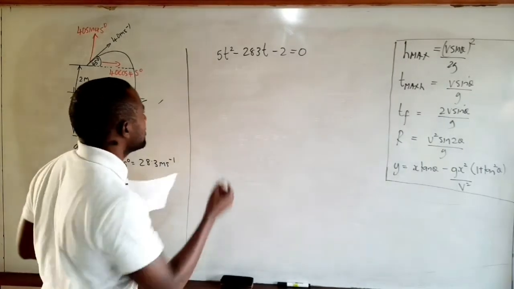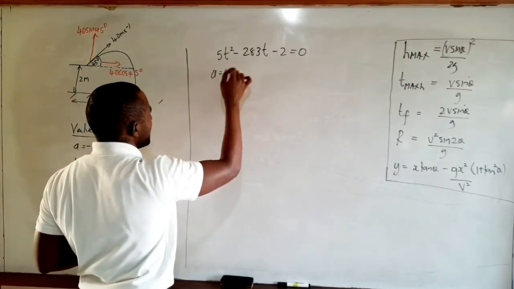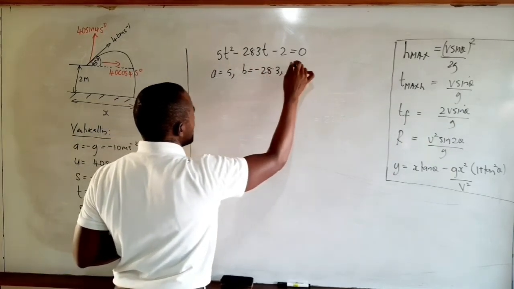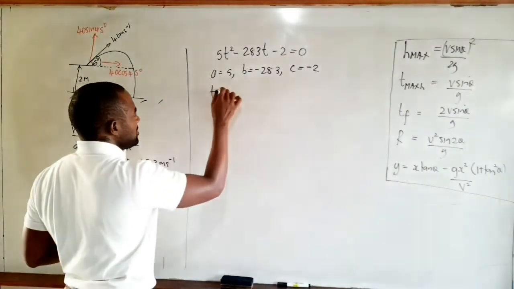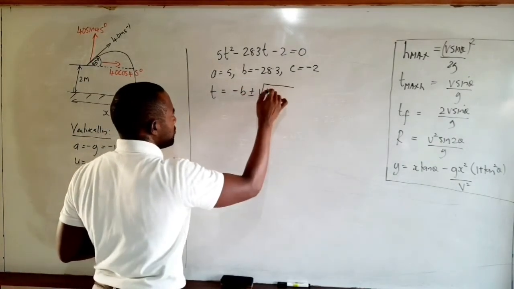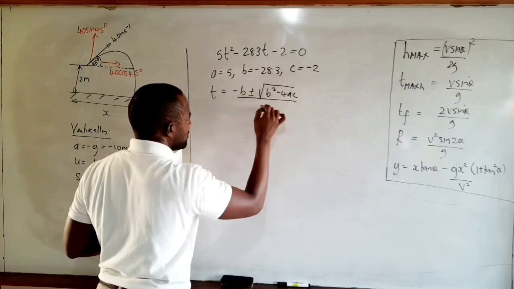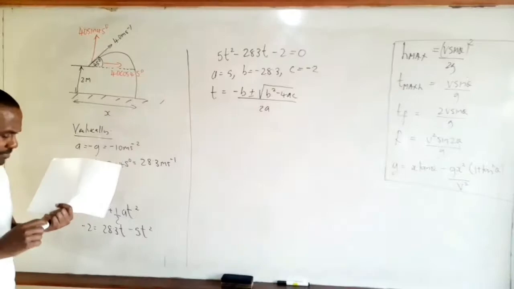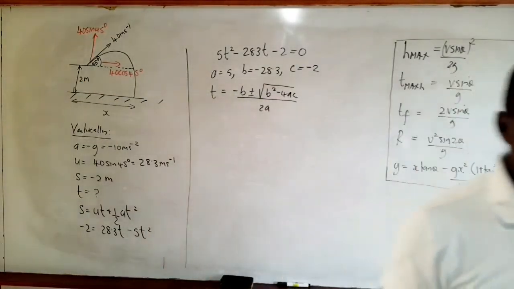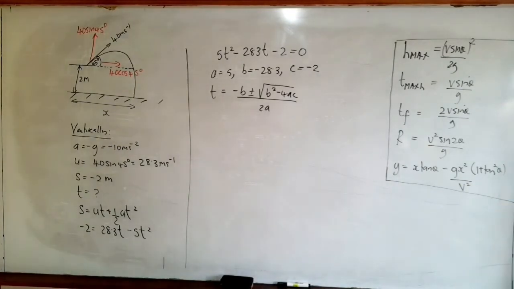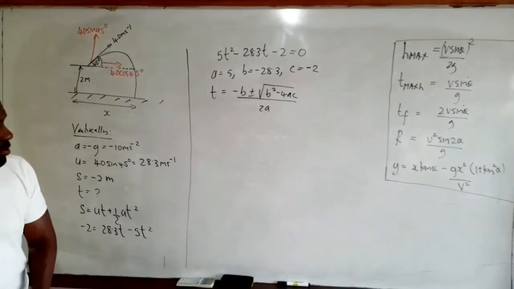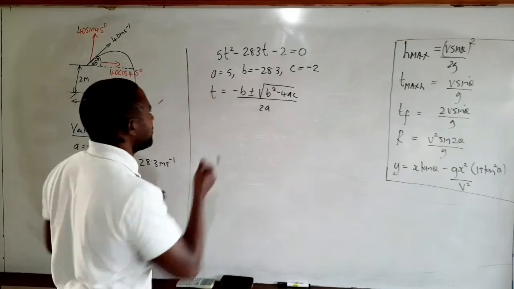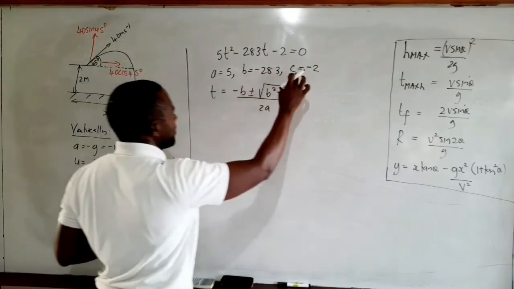So we have a equals 5, b equals minus 28.3, and c is equal to minus 2. We should be able to solve this using the quadratic formula, t is equal to minus b plus or minus the root of b squared minus 4ac, all over 2a. So we will solve this equation for t, with a equal to 5, b equal to minus 28.3, c equal to minus 2.